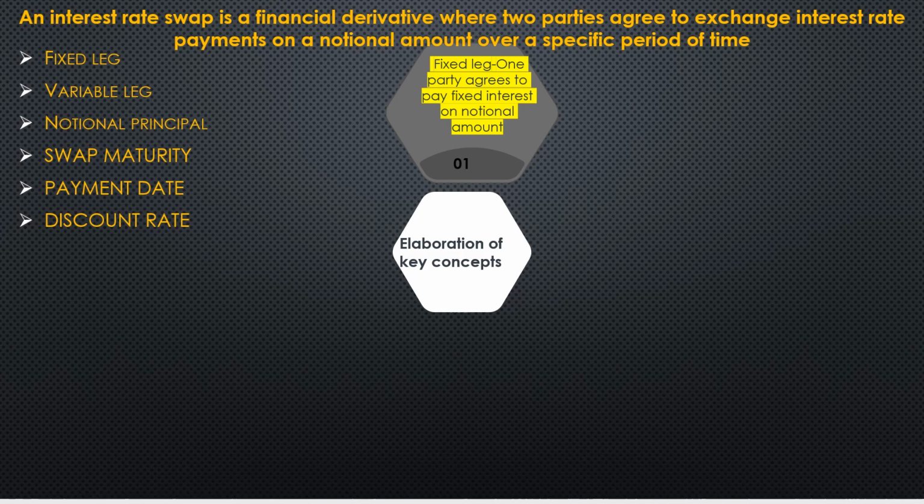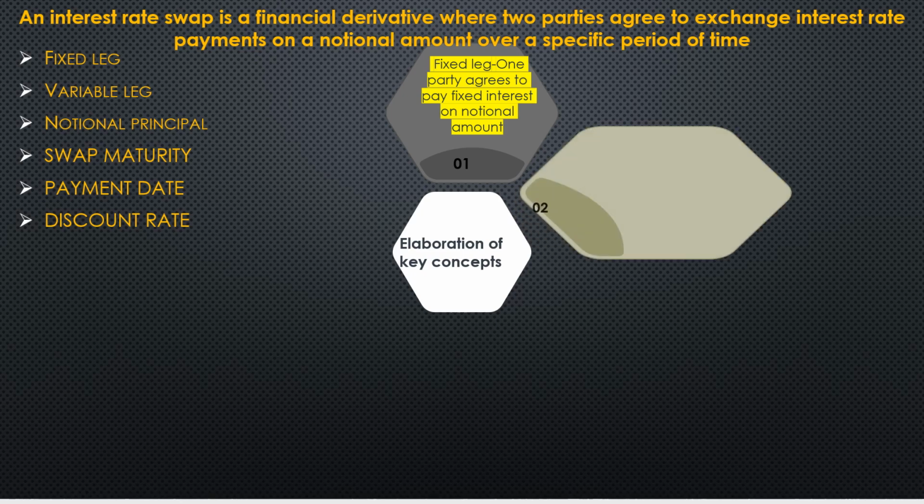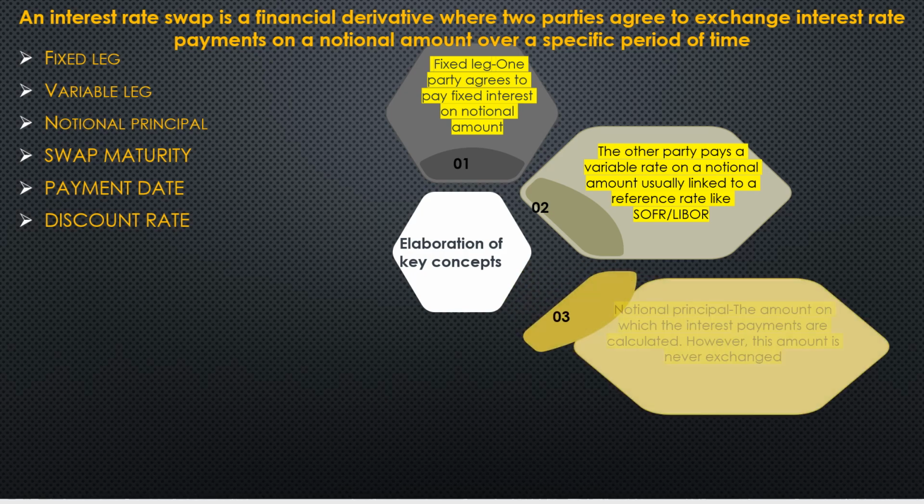The fixed leg: one party agrees to pay fixed interest on a notional amount. The other party pays a variable rate on a notional amount, usually linked to a reference rate like LIBOR or SOFR. The notional principal: the amount on which interest payments are calculated. However, this amount is never exchanged.